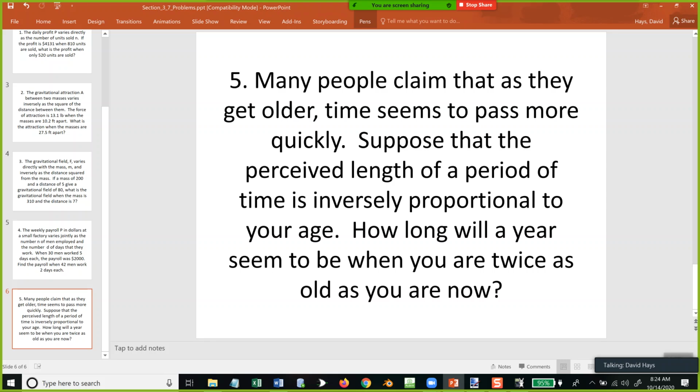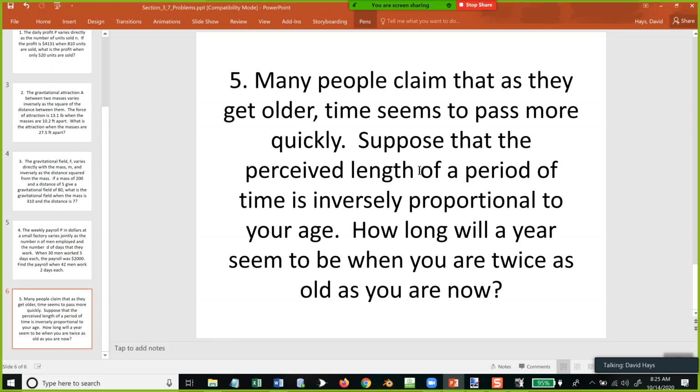Now, number 5. Many people claim that as they get older, time seems to pass more quickly. Suppose that the perceived length of a period of time is inversely proportional to your age. How long will a year seem to be when you're twice as old as you are now? This one doesn't have any numbers. This one does not follow that pattern I just gave you. This one you have to think more of what kind of factors are applied.